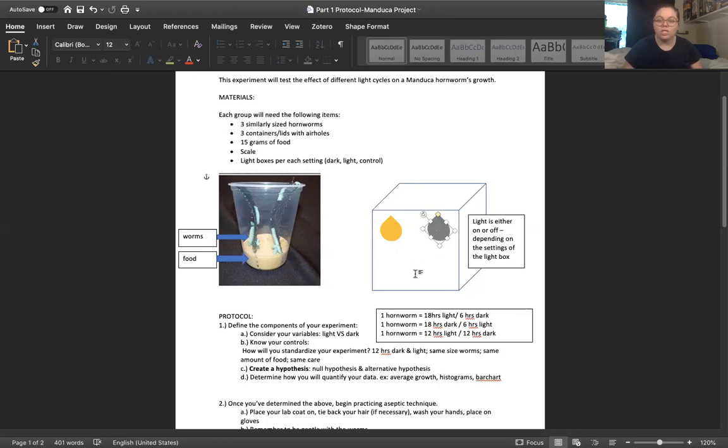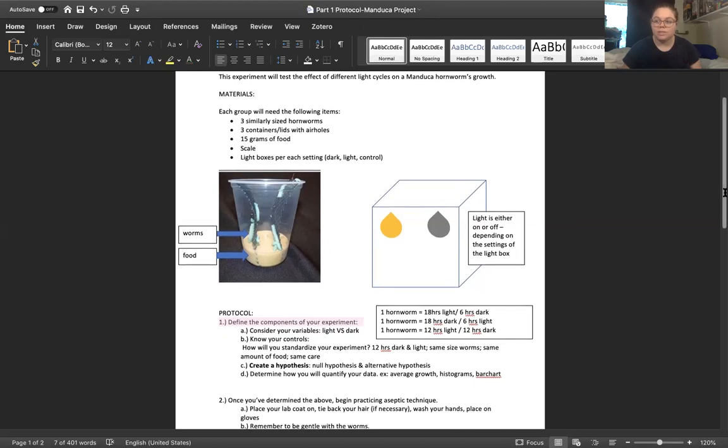And the third condition is a 50-50, right? So 12 hours in the light with the light bulb on, and then the timer will shut off, and you'll have 12 hours in the dark for the worms to live in. So those are your 3 conditions, and 3 different light boxes for the 3 different worms that you have for this experiment. But let's go over the experiment step by step, since those are all your materials.